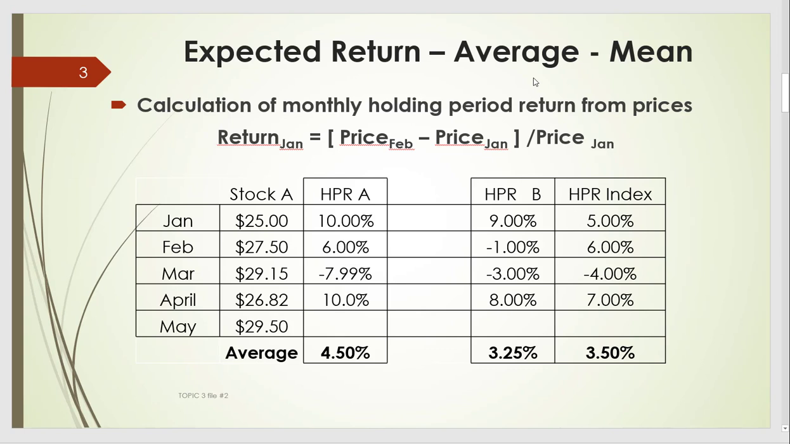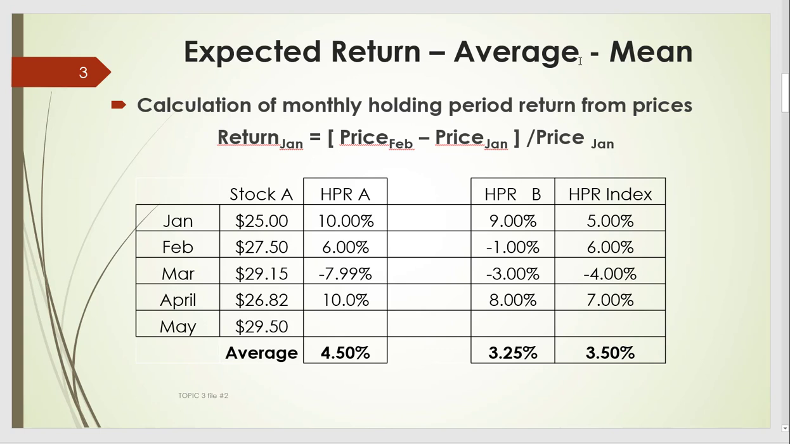So we're looking at what is the return for January. Well, it's the price change over the month of January, which would be the February 1st price minus January's first price, and then you divide by January 1st price. You'll see I have no dividend in the story, so it's just a percentage change in price. Look at stock A, $27.50 minus $25 over $25, which would be 10%. $29.15 minus $27.50 over $27.50 is 6%, and so on.